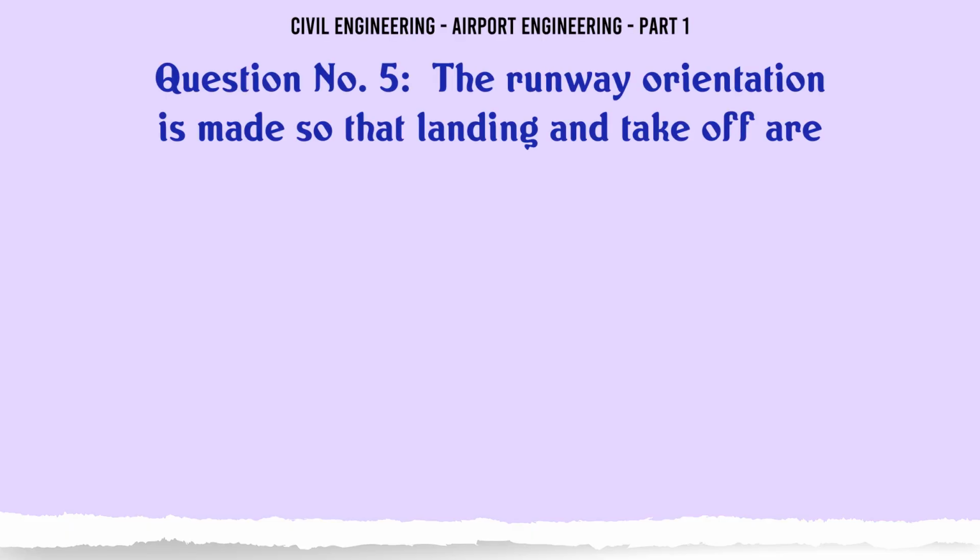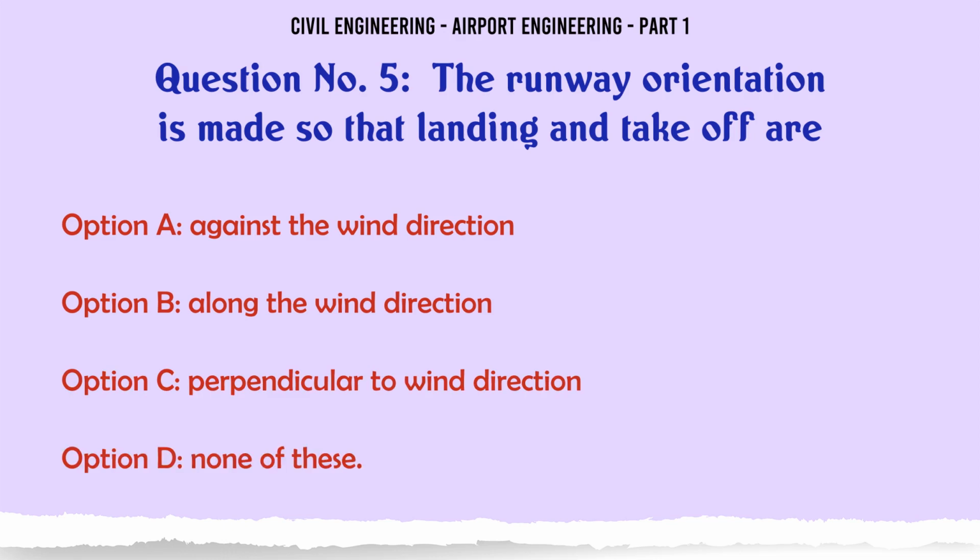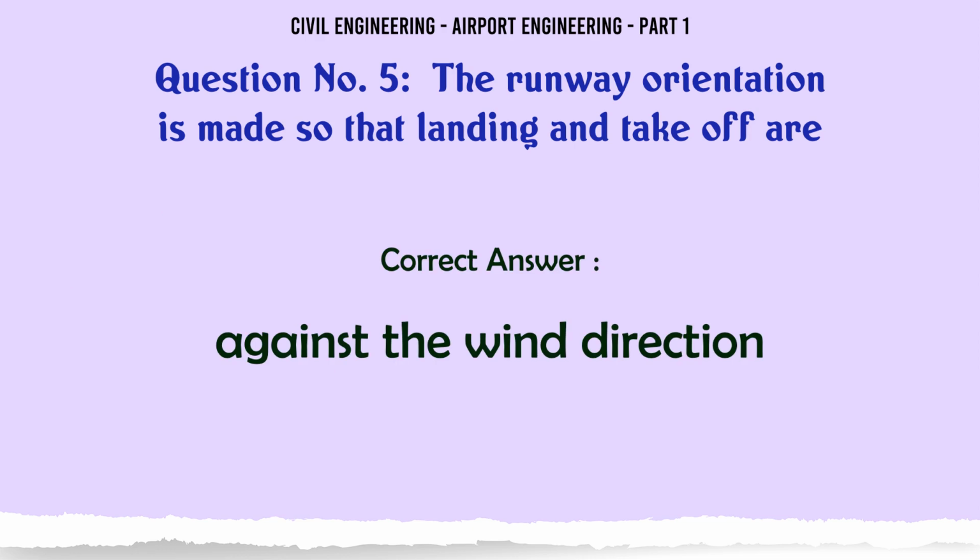The runway orientation is made so that landing and takeoff are A. Against the wind direction, B. Along the wind direction, C. Perpendicular to wind direction, D. None of these. The correct answer is against the wind direction.